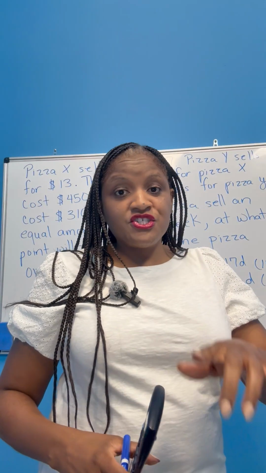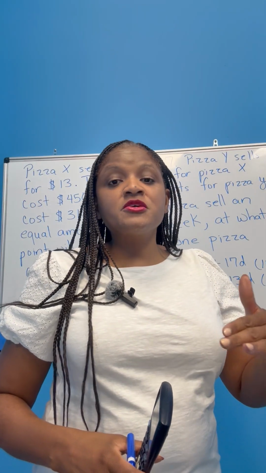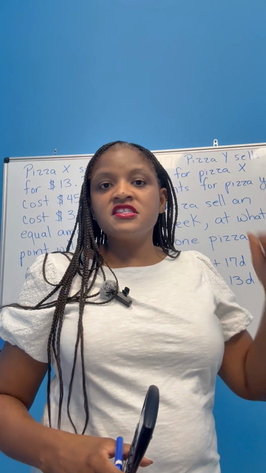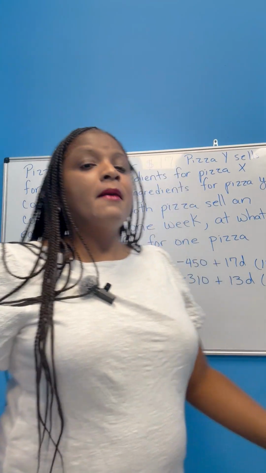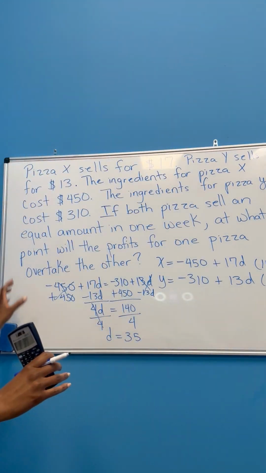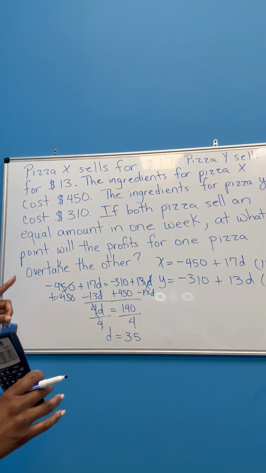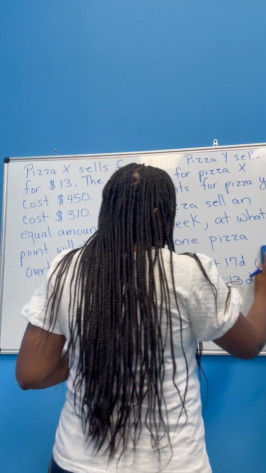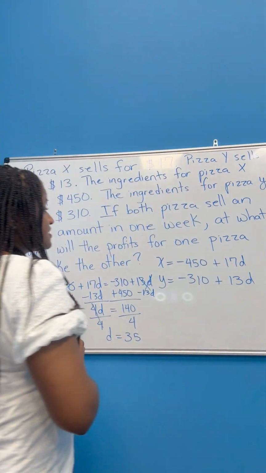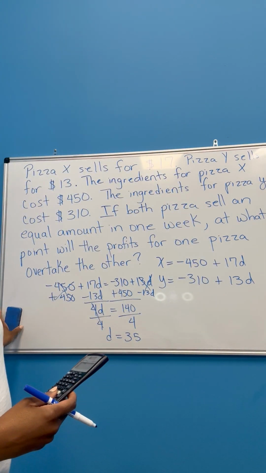But that is not the question. And on the SAT, if it's a multiple choice, you will see all of these numbers. You will see 35 and 145 and this and that. But what it's asking is, at what point will the profits for one pizza overtake the other? Well, let's see, because we're selling the same amount for each pizza. How about if we sell 36 pizzas?